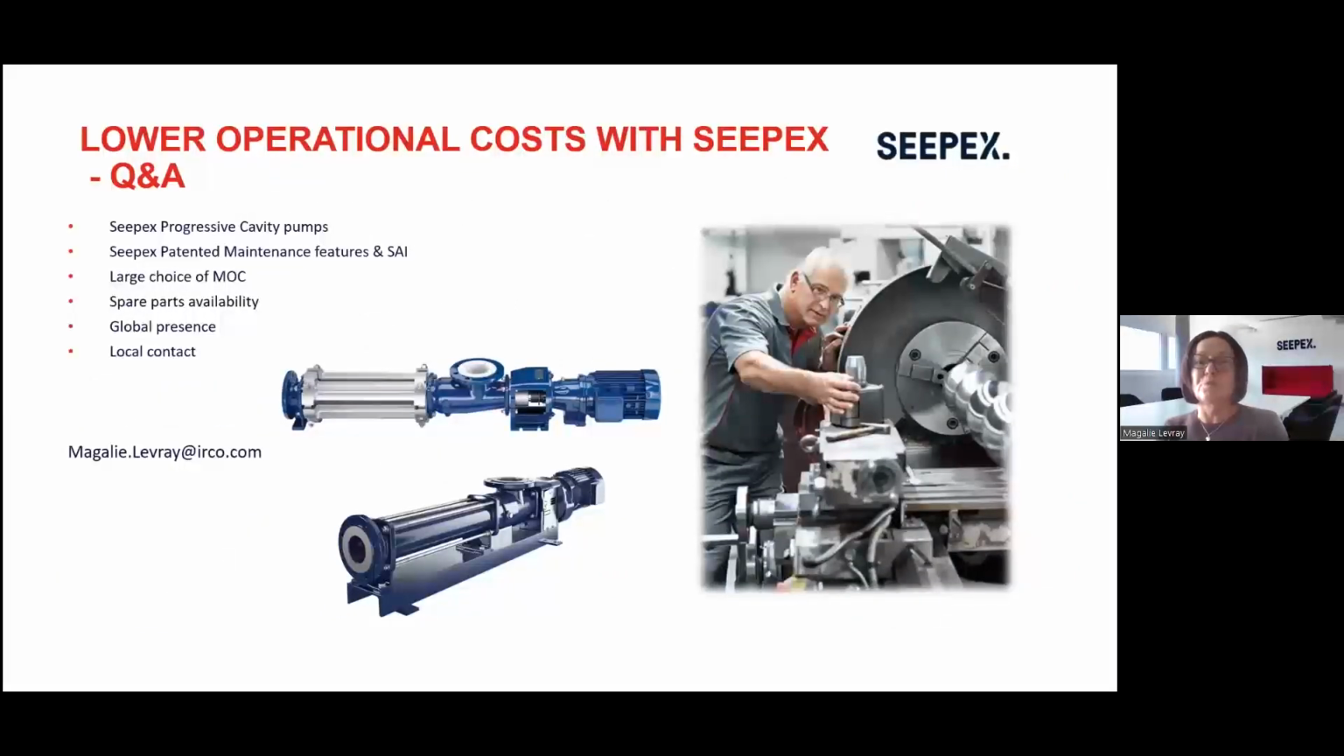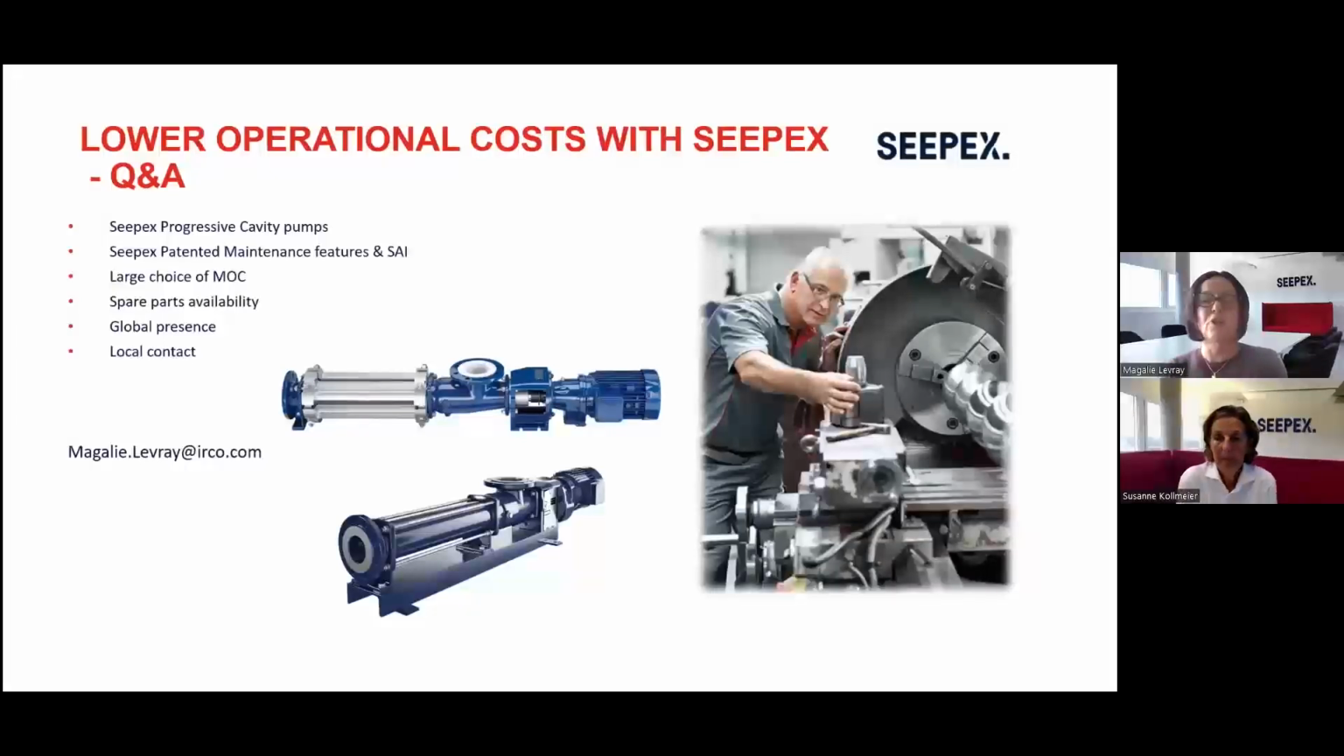So, large source of progressive cavity pumps, we've seen the standard range, we've seen the T series with the hopper, we've seen we have the MD series for the small flow rate, all with their easy maintenance features, large choice of materials of construction to handle the various chemicals we can find in the mining industry, spare parts availability, of course, global presence with over 80 distributors worldwide, making sure you have a local contact.